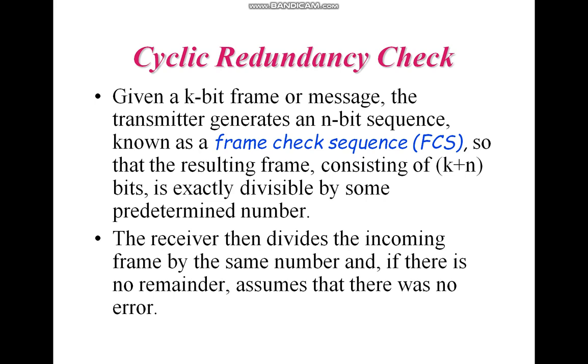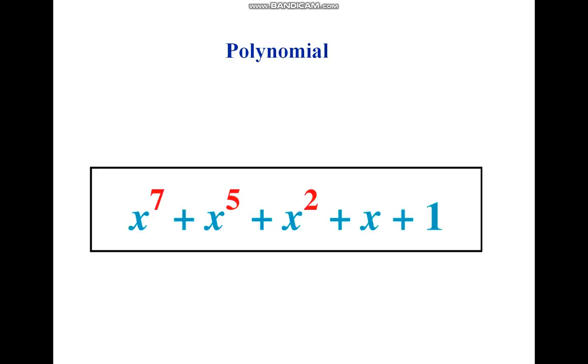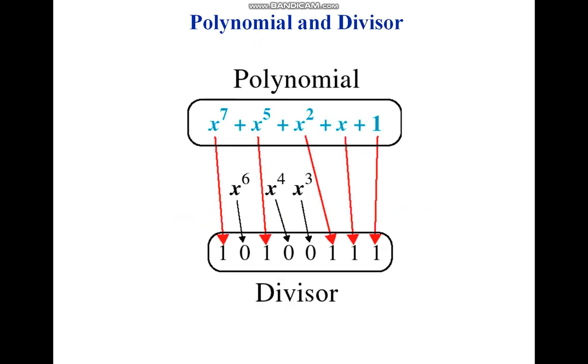Given a k bit frame or message, the transmitter generates an n bit sequence known as the frame check sequence, so that the resulting frame consisting of k plus n bits is exactly divisible by some predetermined number. The receiver then divides the incoming frame by the same number, and if there is no remainder, it assumes that there were no errors. This is a simple example of how the data is divided by the divisor and the remainder is added to our original data. This is how the data is generated with the given polynomial.